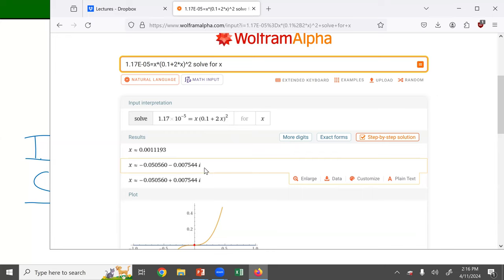Now i does show up in chemistry, but mostly just in quantum mechanics. If you're interested in knowing more about how i shows up in quantum mechanics, ask me later. But we can assume that our concentration does not have an i in it. That seems like a reasonable thing to assume, right? There are no imaginary concentrations.